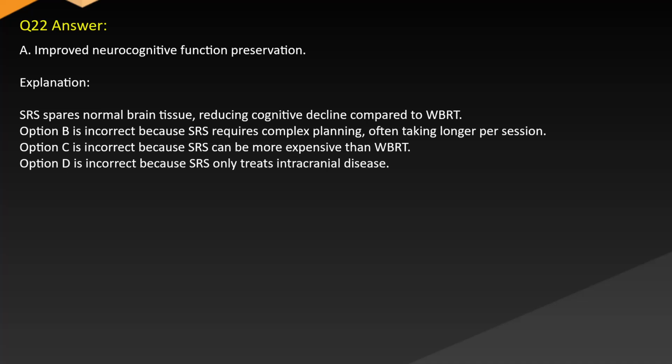Answer A. Improved neurocognitive function preservation. Explanation: SRS spares normal brain tissue, reducing cognitive decline compared to WBRT. Option B is incorrect because SRS requires complex planning, often taking longer per session. Option C is incorrect because SRS can be more expensive. Option D is incorrect because SRS only treats intracranial disease.